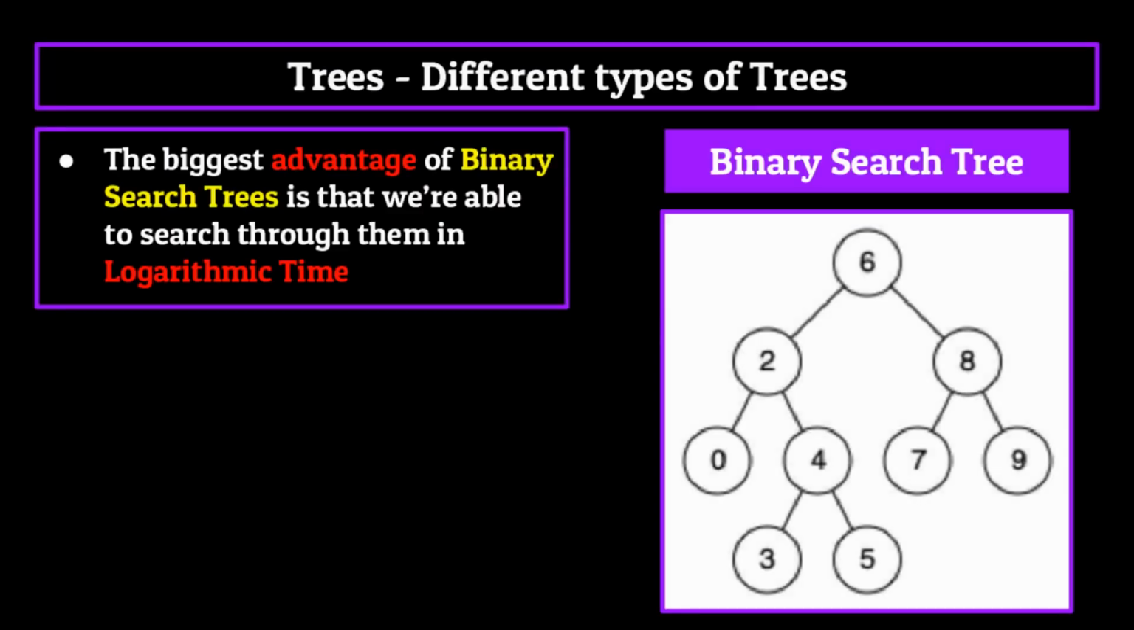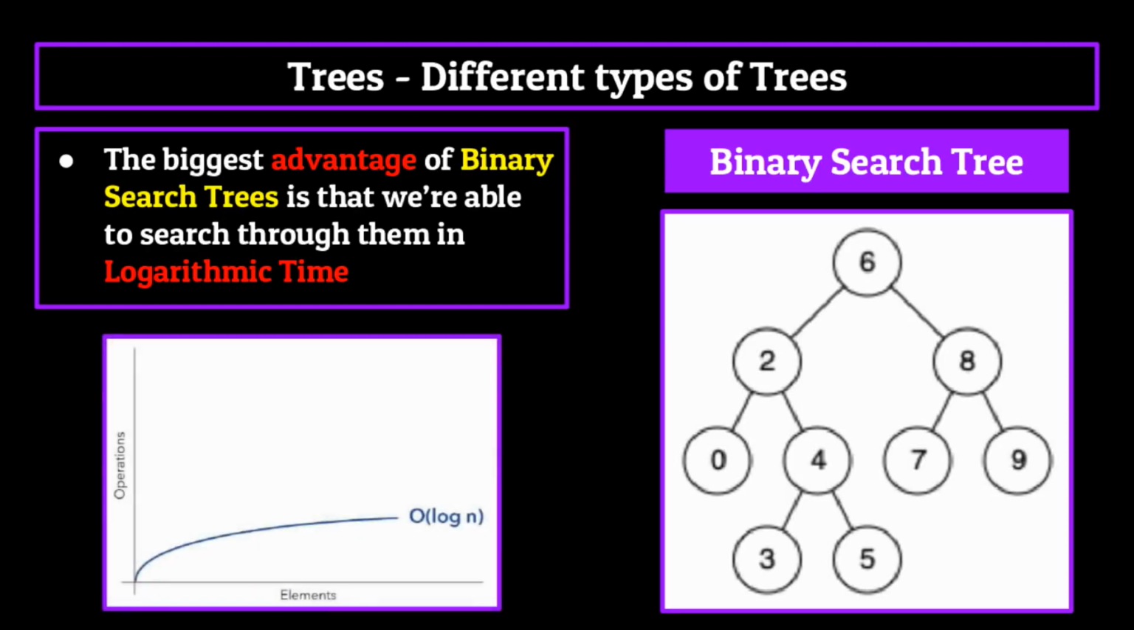Well, the biggest advantage of binary search trees is that we're able to search through them in logarithmic time. Because there is a natural order to the way that the data is stored, it makes it extremely easy to search for a given value. Logarithmic time, if you remember back to the segment on time complexity, is the equation in which we get more bang for our buck the greater number of elements, or nodes, we have in our data structure.